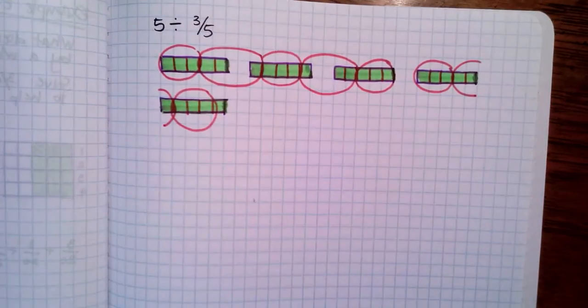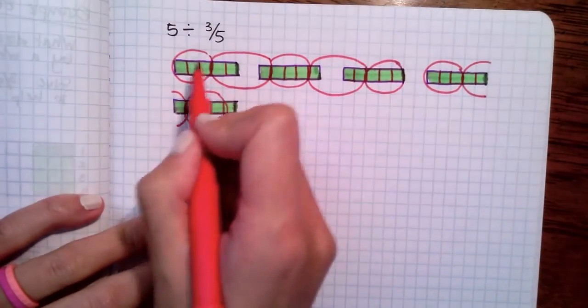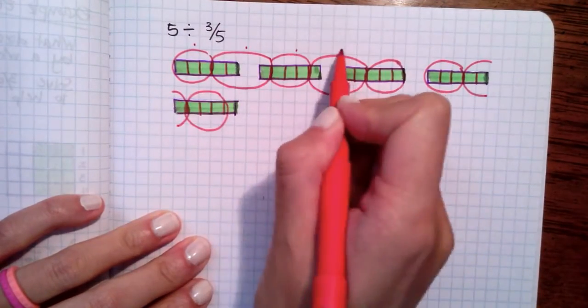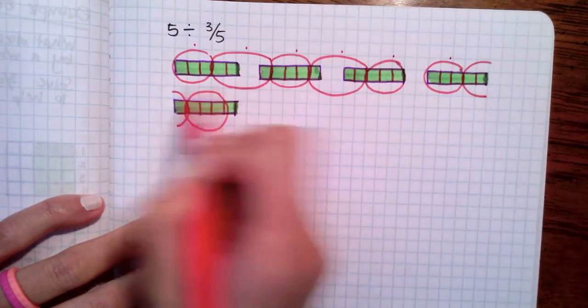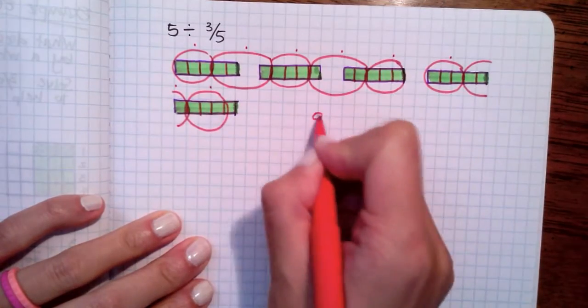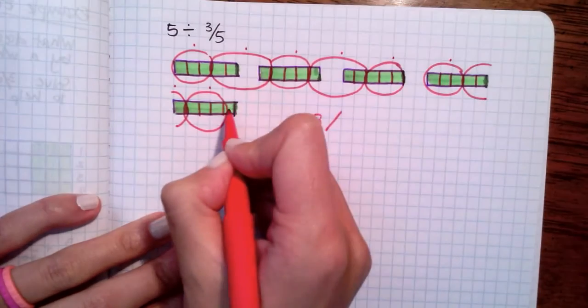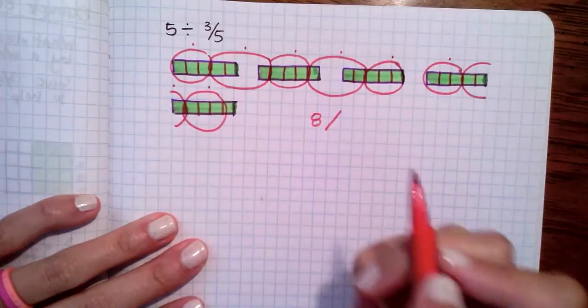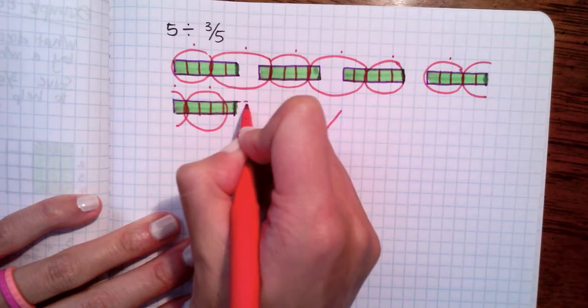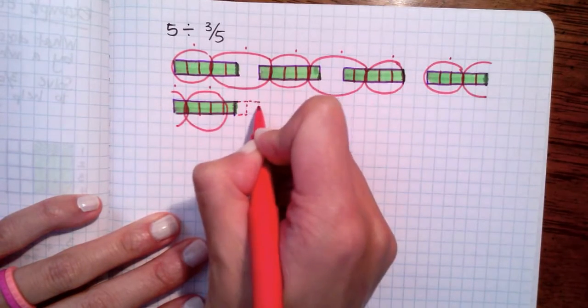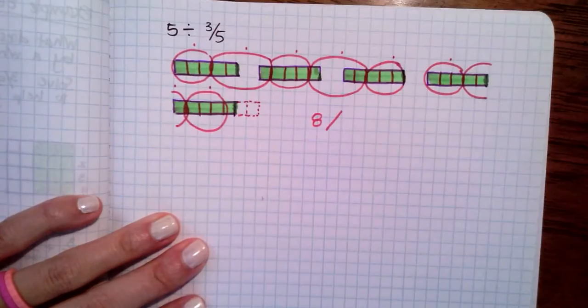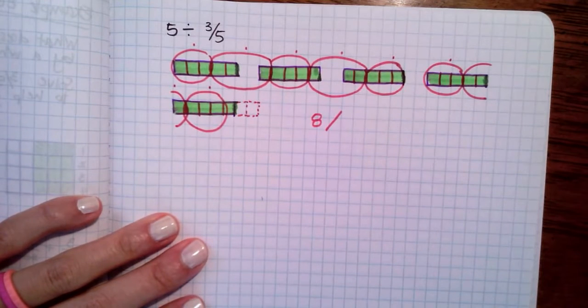So let's see how many wholes we have so far. I have 1, 2, 3, 4, 5, 6, 7, 8. So my answer at the end is 8 with a fraction because I have 1 left over. I need 3/5. So I have 2 more that I need to get to that 3/5, if that makes sense.